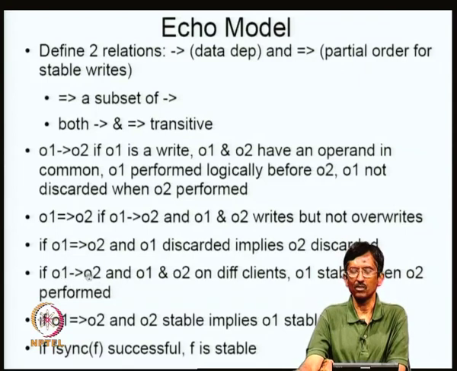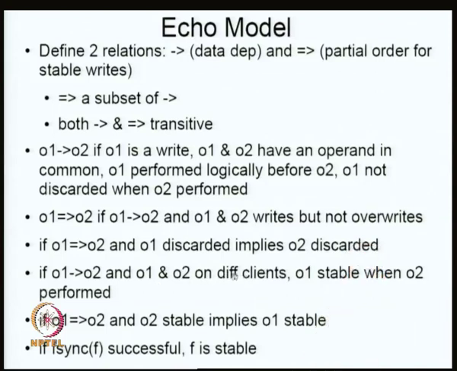Again, if O1 arrow O2 and O1 and O2 are on different nodes, because we are a distributed file system, these operations can be on different nodes. O1 stable when O2 performed. And basically what does it mean? It means that if O2 has seen something, then it better be that O1 is stable on this node. Otherwise, somebody has seen something and the event that was there on some other node actually disappeared. Again, this is an inconsistency. This is also not right. And the reason why this is important is because in a regular POSIX kind of machine, oftentimes you use files as a way to transmit information.